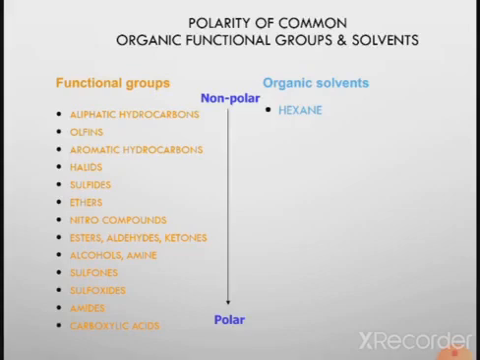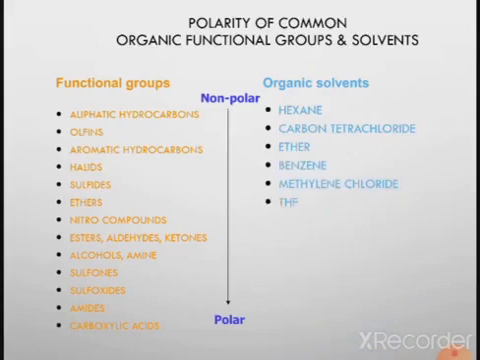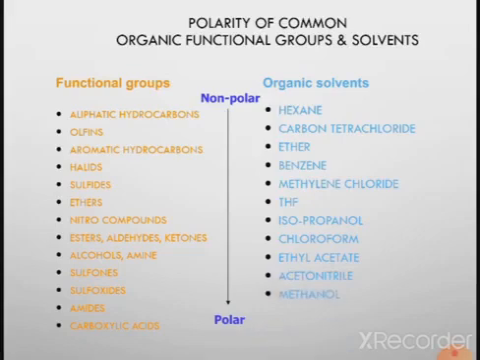The second solvent is carbon tetrachloride, then ether, then benzene, methylene chloride, THF, isopropanol, chloroform, ethyl acetate, then acetonitrile, methanol, water. So water is the most polar. This is all about the different functional groups with increasing polarity and different organic solvents with increasing polarity. So we can choose the functional group and respective solvents to analyze the compounds using HPLC.